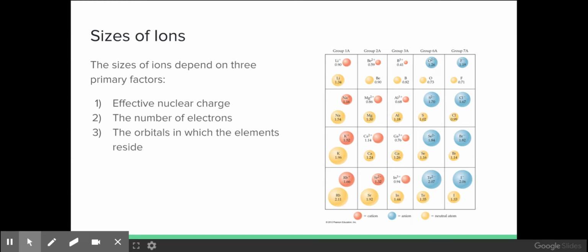We're going to quickly review how the sizes of ions are also influenced by the factors that dictate Coulomb's law: the charges of the protons and the electrons, and the distance between them. The sizes of ions depend on three primary factors: the effective nuclear charge of the outer shell electrons, the number of electrons, whether there's increased or decreased repulsion, and the orbitals in which the elements reside. Those three factors influence the size of both cations and anions.